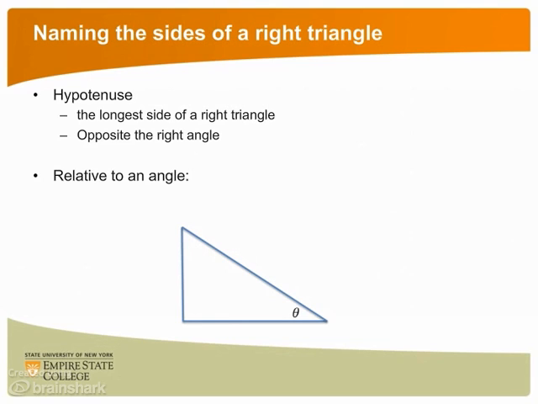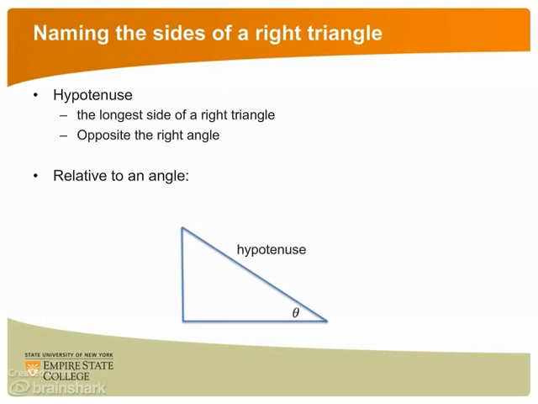This resource will focus on right triangle trigonometry, which relates the measures of angles in a right triangle and the lengths of the sides. The first step in doing so is to be able to identify the sides effectively. The first side is the hypotenuse, which is the longest side of the triangle. It is across from the right angle.